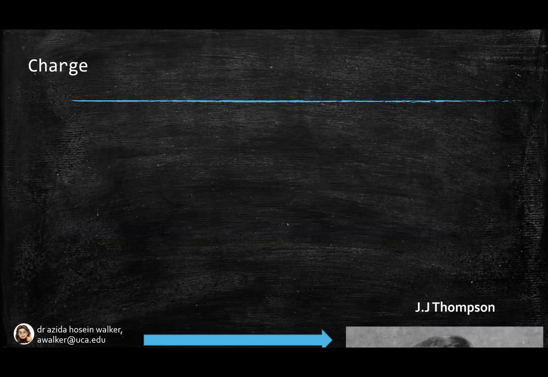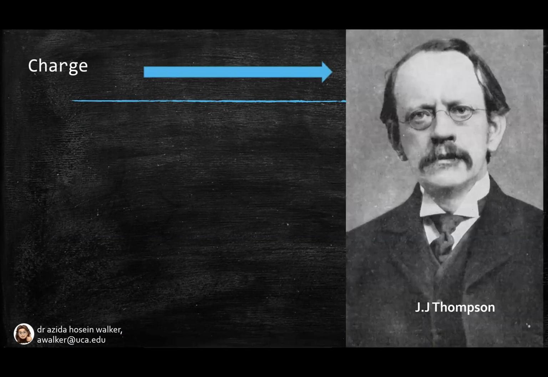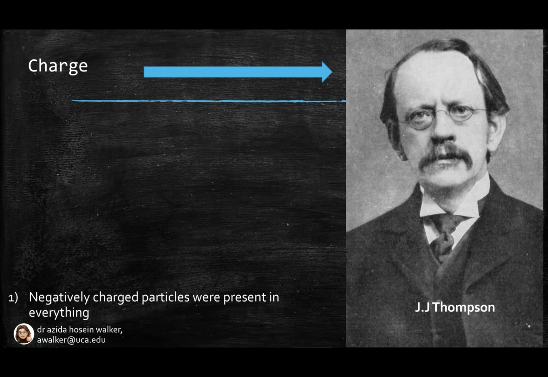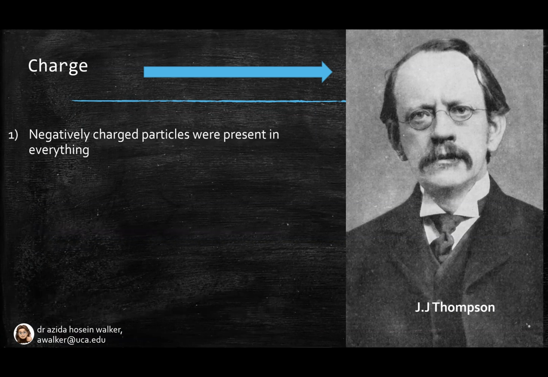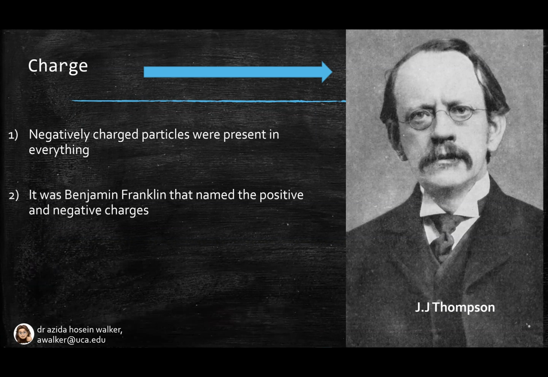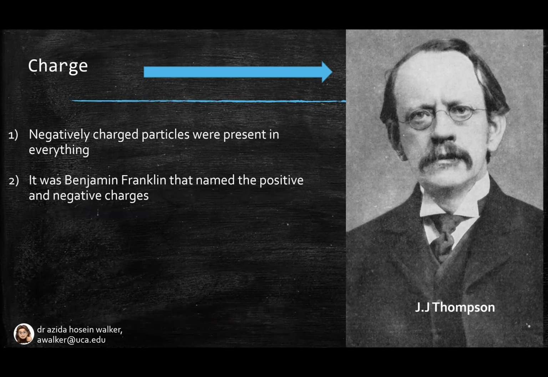And it was this scientist named J.J. Thomson that first did experiments to determine that there were charges that were responsible for electricity. One of the things that were discovered was that negative charges or negative charged particles were present in everything. It was Benjamin Franklin, however, who named the charges positive and negative.